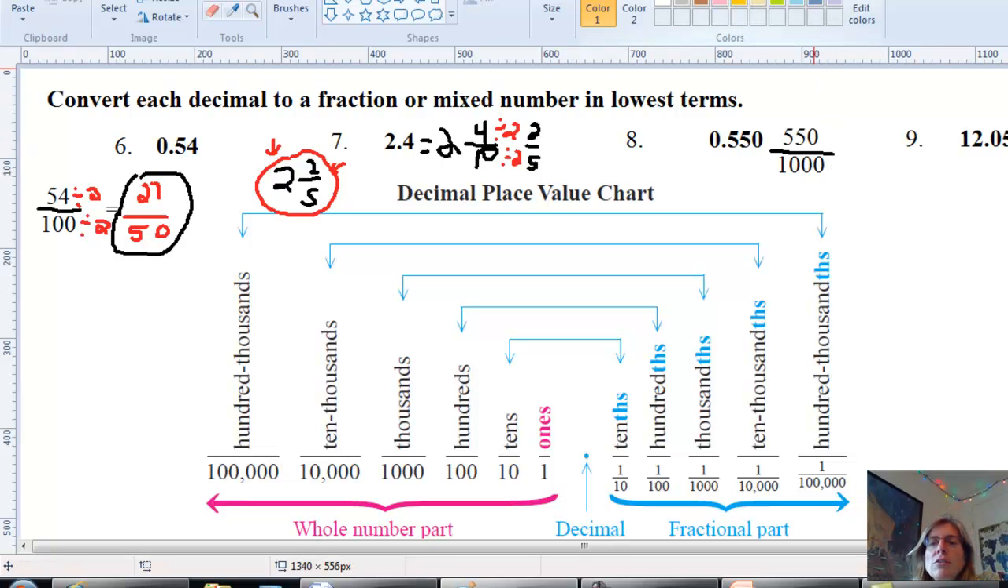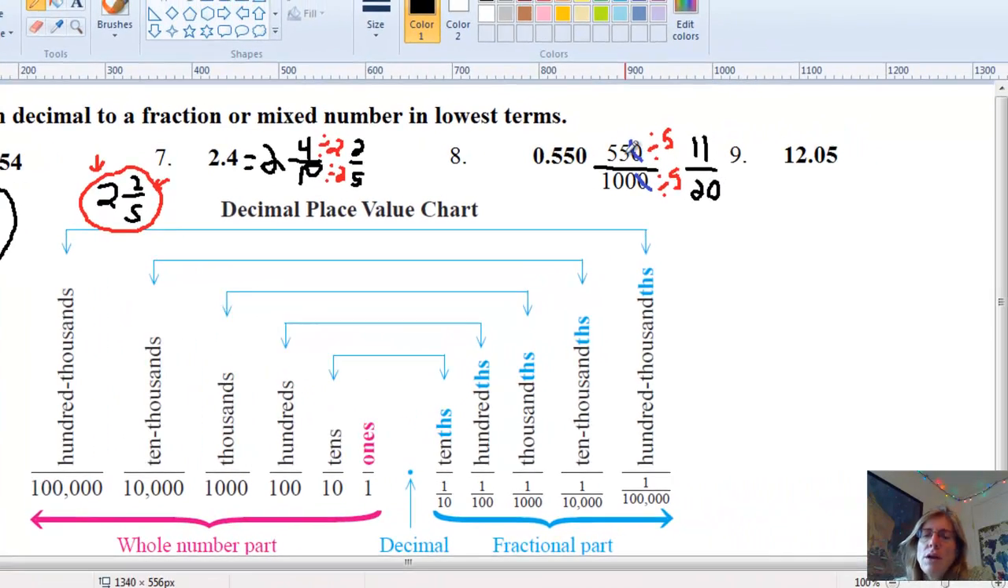One quick way to start reducing is you can knock off the 0 on the top. That means you can knock off 1 0 on the bottom. That's a quick way of dividing by 10. So now you have 55 over 100 left, and I would like to try dividing by 5. 55 divided by 5 is 11. 100 divided by 5 is 20. And so now 550 1,000ths becomes 11/20ths.